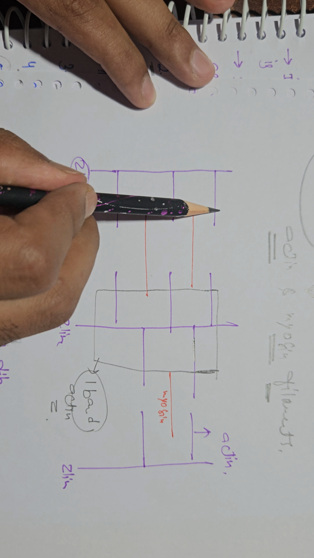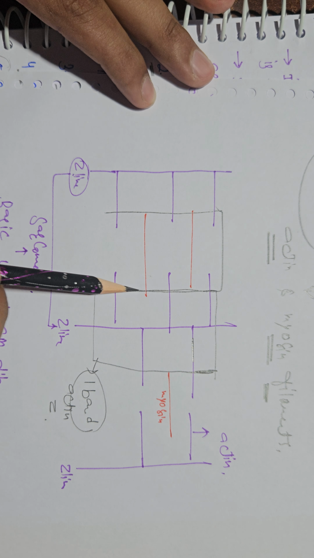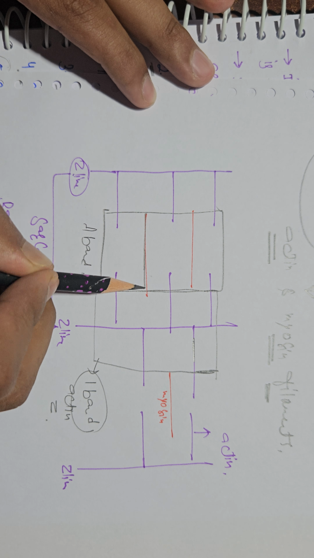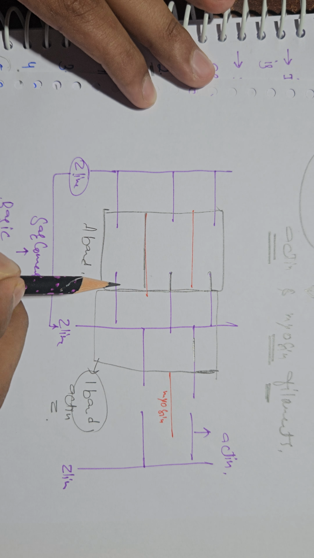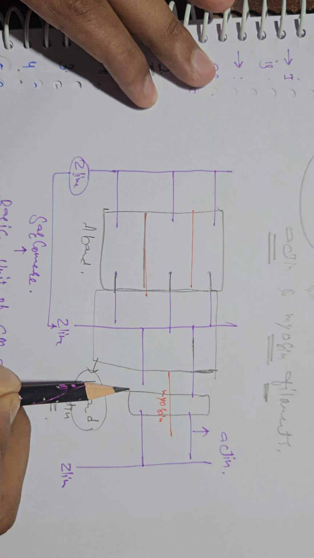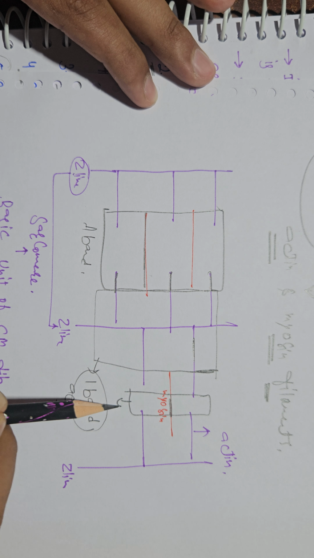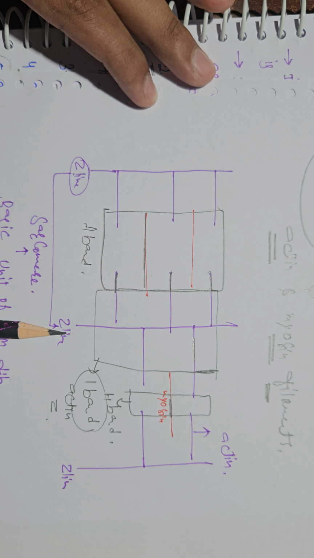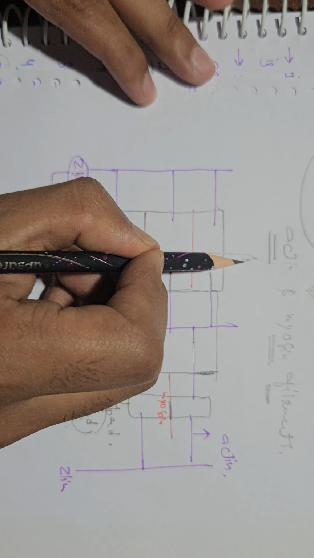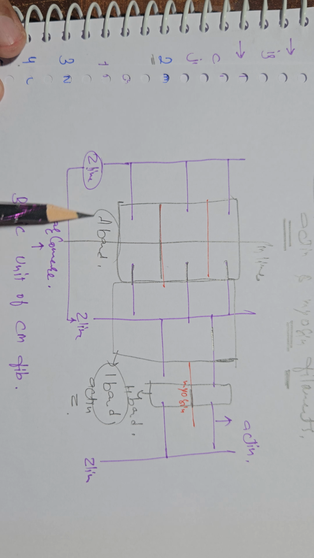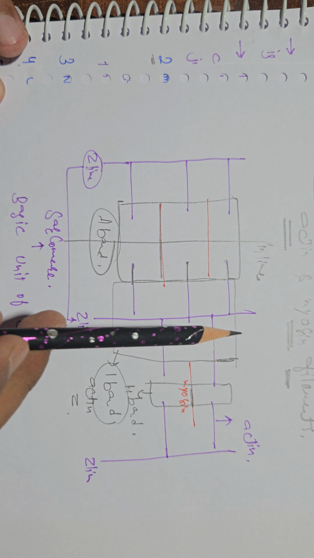Now this part right here is called the A band. It is formed by the myosin and the overlapped actin filaments. And this part right here, which is formed only by the myosin, is called the H band. And the line in the center between two Z lines is called the M line.